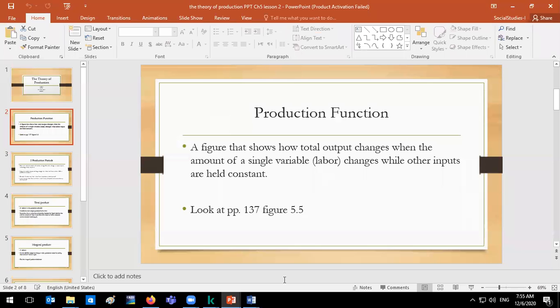The production function focuses on the total output. By total output we are talking about the number of units of production, or the units produced, compared to a change in labor. The change in labor here means the change in the number of employees, and how their output changes as they increase or decrease, again while other inputs or resources are held constant. This is the production function.